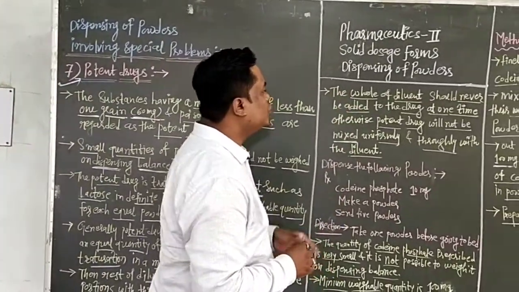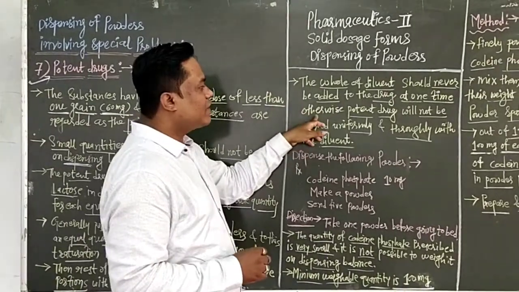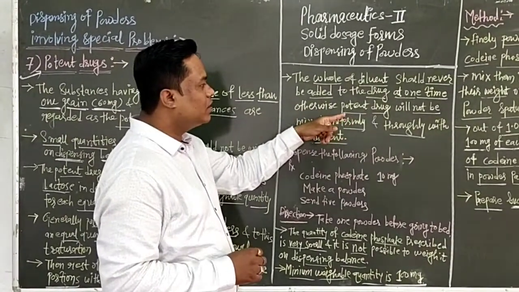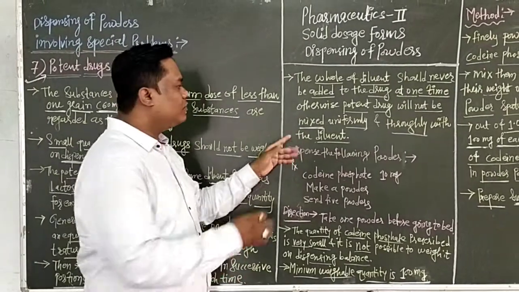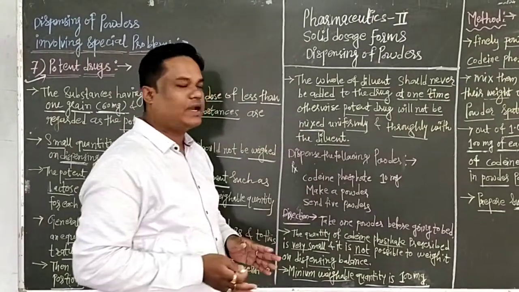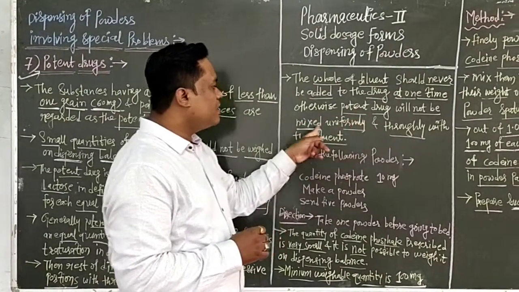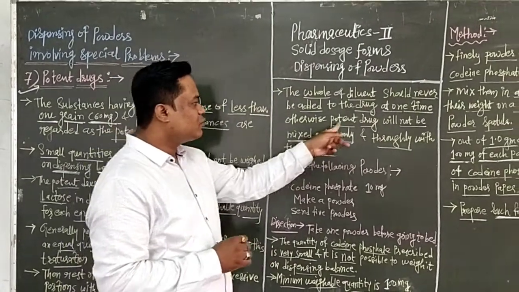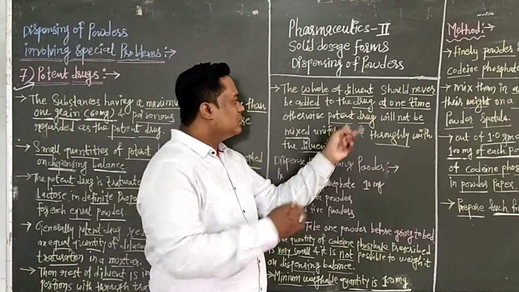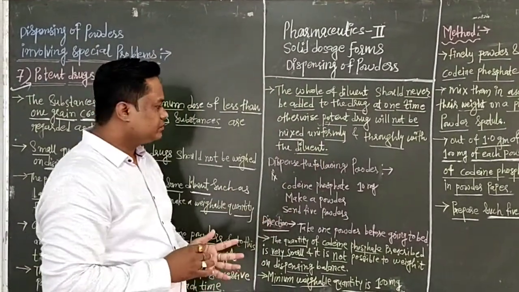The complete diluent should never be added to the drug at one time. Otherwise, the potent drug will not be mixed uniformly and thoroughly with the diluent, because these potent drugs are present in very small quantity.